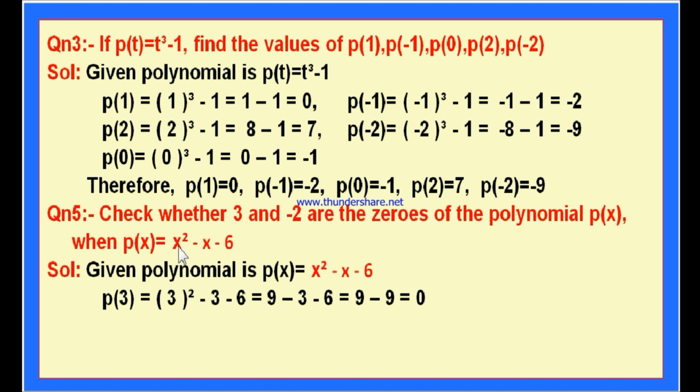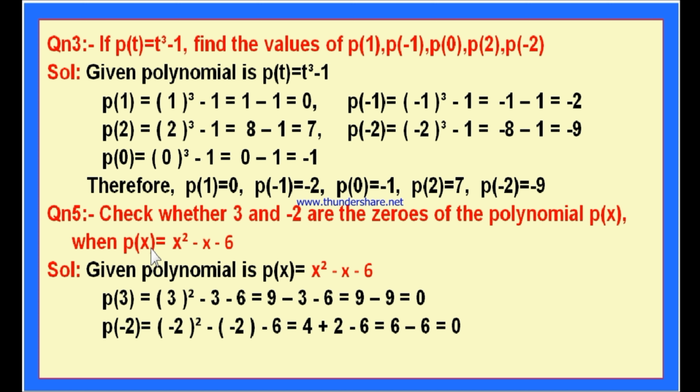Therefore, in the given polynomial, if we substitute x is equal to 3, we got the value of the polynomial 0. And in the second case, let us substitute x is equal to minus 2. Then p of minus 2 is equal to minus 2 whole square, minus x means minus of minus 2, and minus 6. Minus 2 whole square is plus 4. Minus of minus 2 is plus 2 and this is minus 6. What is 4 plus 2? 4 plus 2 is 6, minus 6 and it is also 0. Therefore, in the place of variable x, if we substitute 3 and minus 2, we got the value of the polynomial 0 in both the cases.